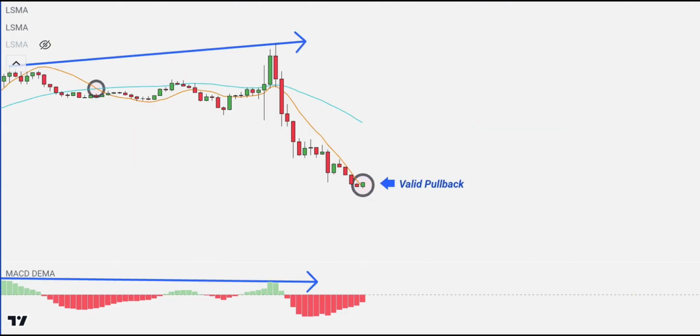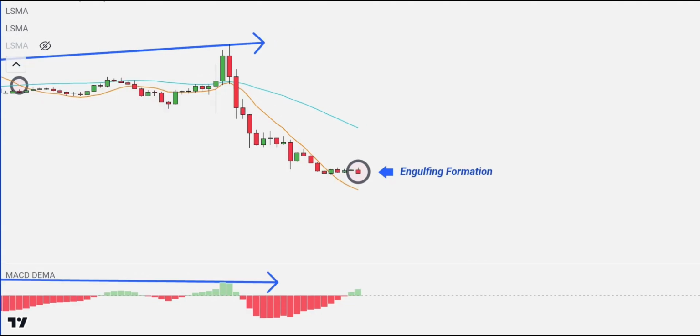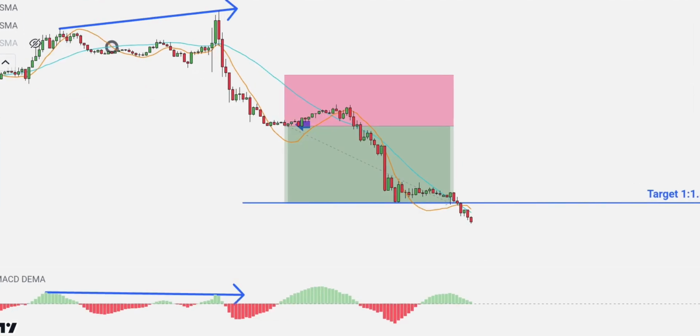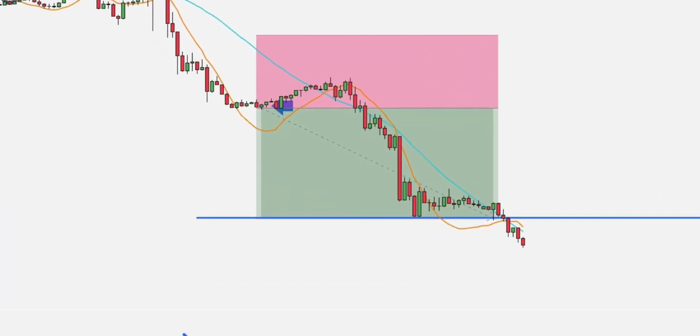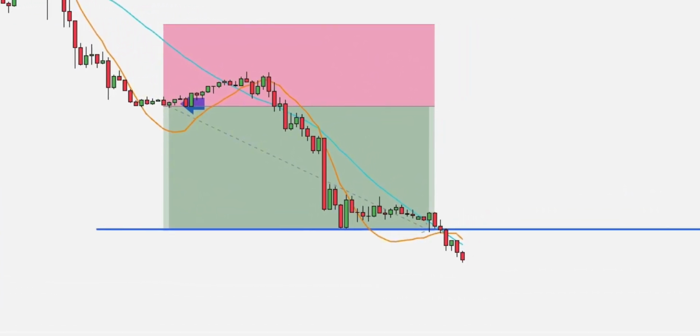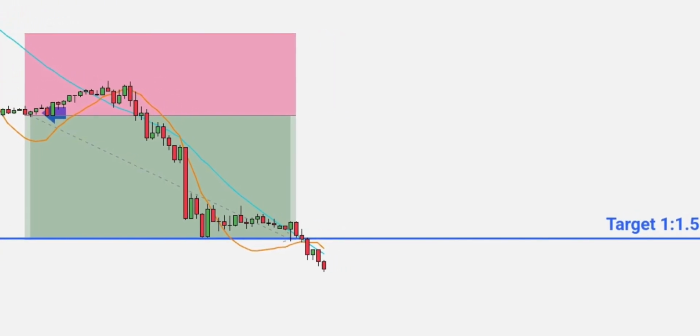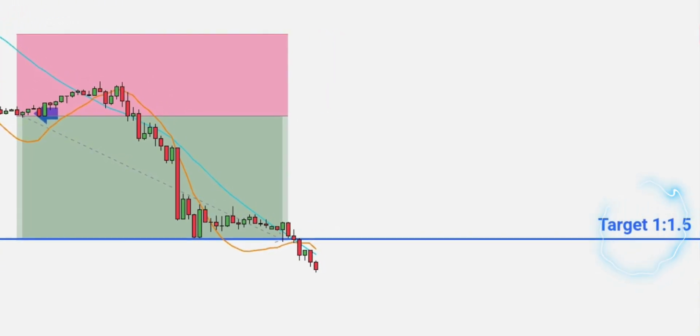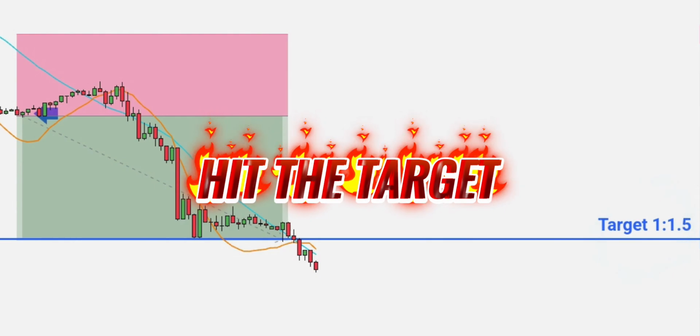We want to see the formation of a valid pullback movement first and then the engulfing candle formation. Since we only use the LSMA line in 2 different periods in this trading strategy, we set the initial target ratio as a risk-reward ratio of 1.5 and achieve the target.